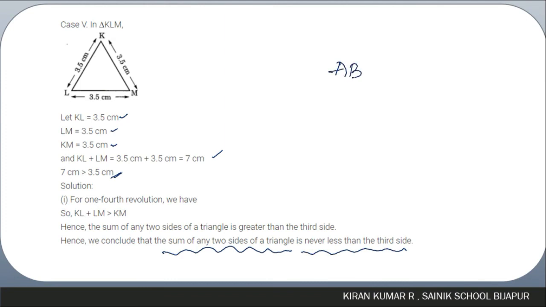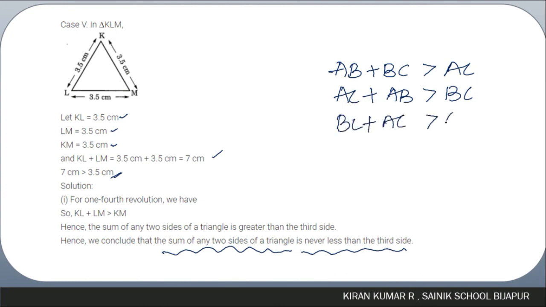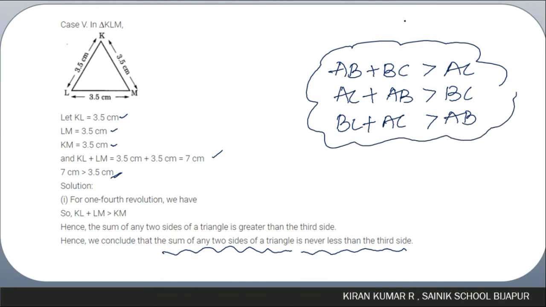The sum of AB plus BC is greater than AC. The sum of AC plus AB is greater than BC. The sum of BC plus AC is greater than AB. This condition is true for the triangle ABC. Similarly, in any triangle, sum of two sides is always greater than the third side. Remember that.